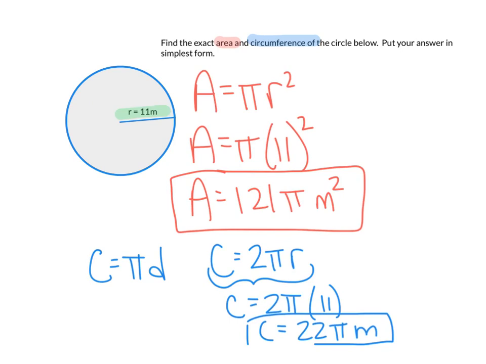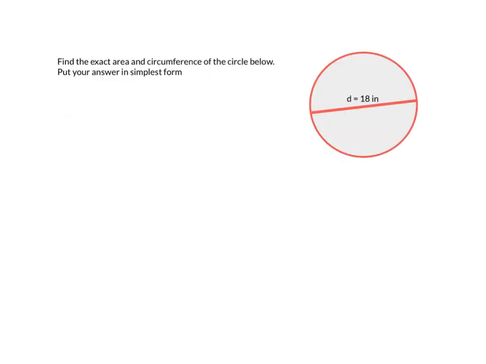So let's take a look at another problem. Let's say that we have a circle here, and now instead of being given the radius, they give us the diameter, meaning we go from one side of the circle to the other through the middle. This problem says, again, they want us to find the exact area and the circumference of the circle below. So we're going to do just that.